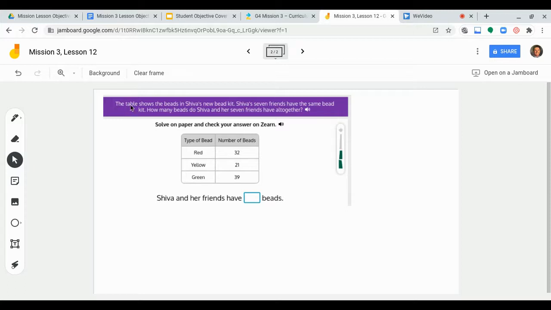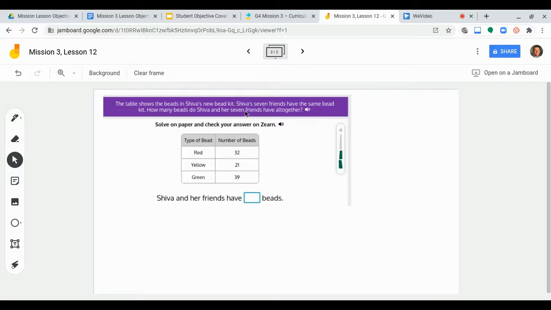It says the table shows the beads in Shiva's new bead kit. So we have 3 types of beads: red beads, yellow beads, and green beads. And then it tells me the number of beads in each color. I have 32 red beads, 21 yellow beads, and 39 green beads. That tells us how many beads are in one bead kit.